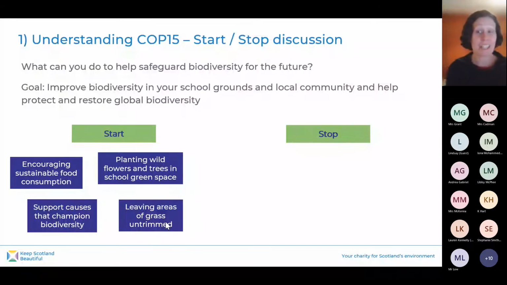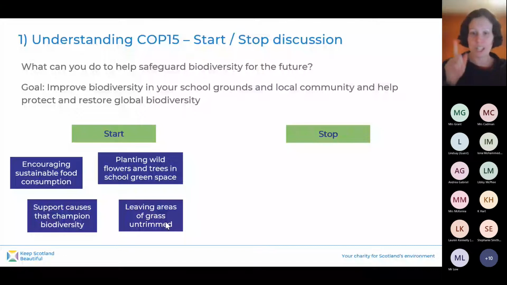And one thing to think about again is food. So, encouraging sustainable food consumption. Like I say, food production is one of the biggest drivers of biodiversity loss. We saw that from the number of livestock that we have. So thinking about more sustainable food options can be great. Planting wildflowers and trees, just like you already said.